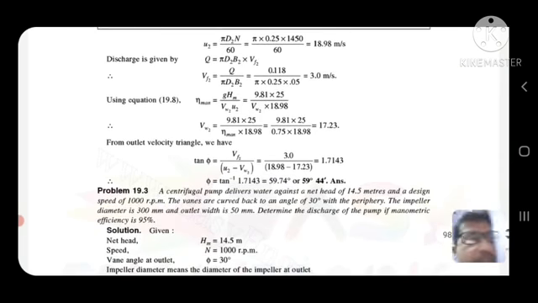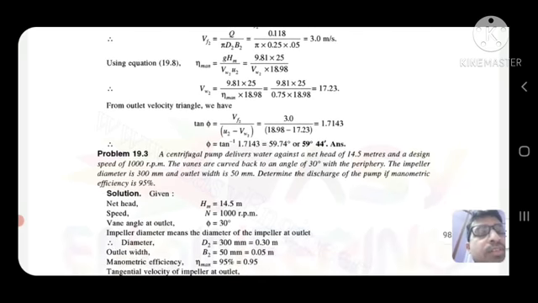U2 is equal to pi d2 N by 60, pi into 0.25 into 1450 by 60, so that is equal to 18.98 meter per second. Discharge is given by Q is equal to pi d2 b2 into Vf2. So Vf2 equal to Q by pi d2 b2, 0.118 over pi into 0.25 into 0.05, so that is equal to 3 meter per second.